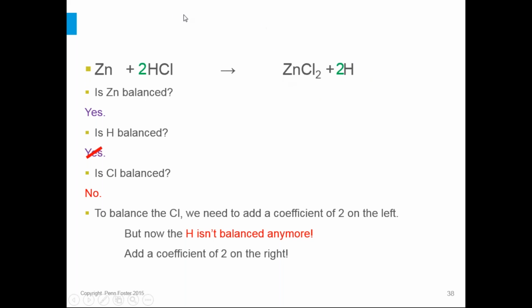The zinc is still balanced, 1 and 1. Our hydrogen, we have 2 in the reactants, and we have 2 in the products. And chlorine, we have 2 in the reactants, and we have 2 in the products. Okay, so we've balanced that reaction.